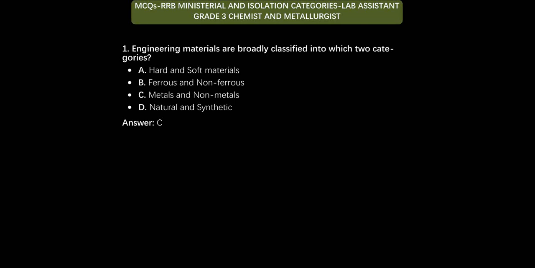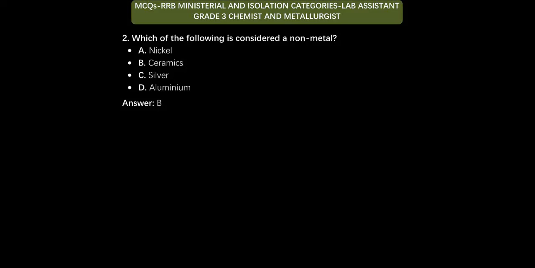Engineering materials are broadly classified into which two categories? Option C, metal and non-metal. Which of the following is considered a non-metal? Option B, ceramics. What is the main constituent of ferrous metals? Option B, iron.